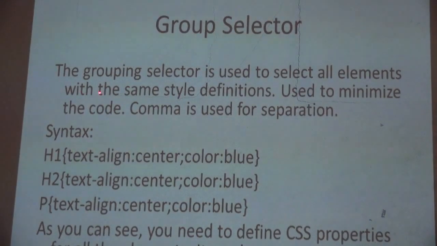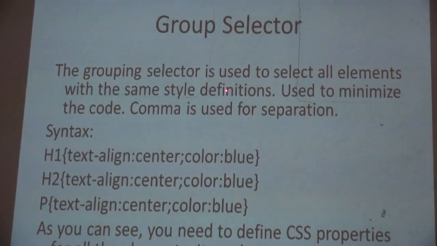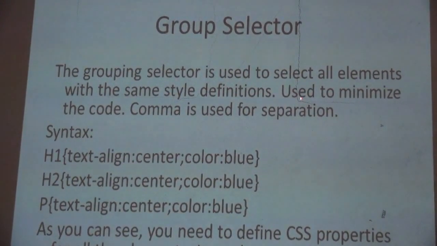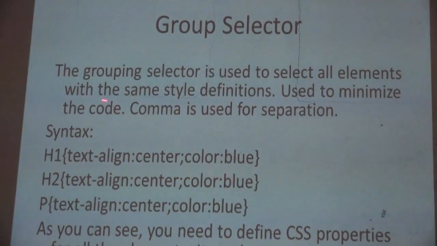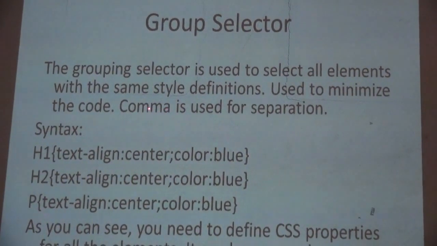So each and every student will have the same contents as class, division and college name. So we can use this group selector for such type of definitions or styles. It is used to minimize the code, and a comma is used for separation. What is the purpose of this group selector? We have to minimize the lines of code, which means in one single line we can do all these coding lines, and for separation we are using this comma.